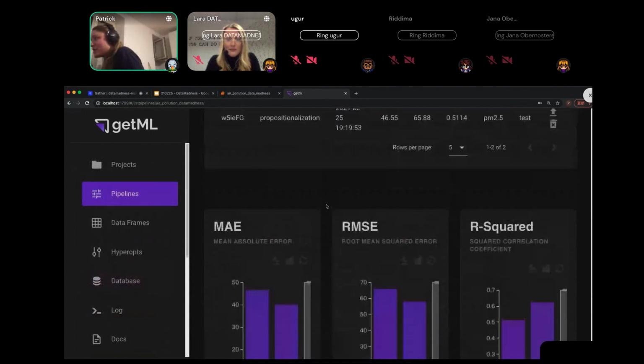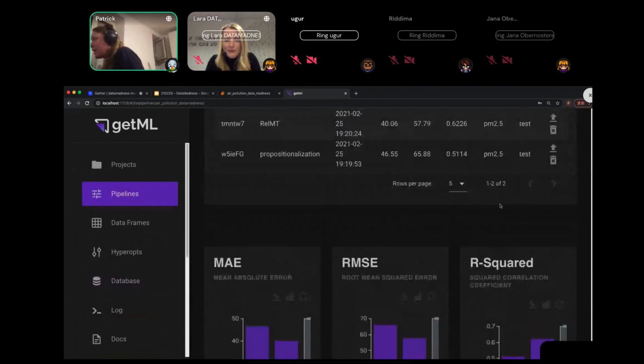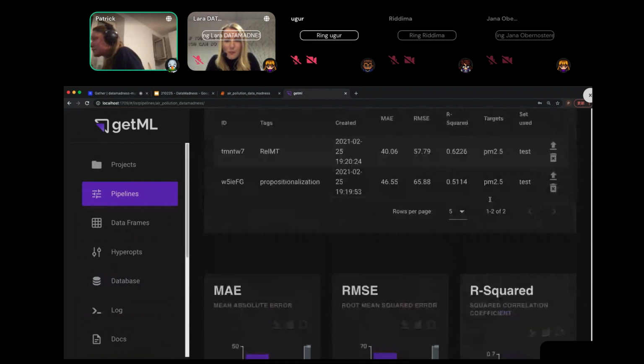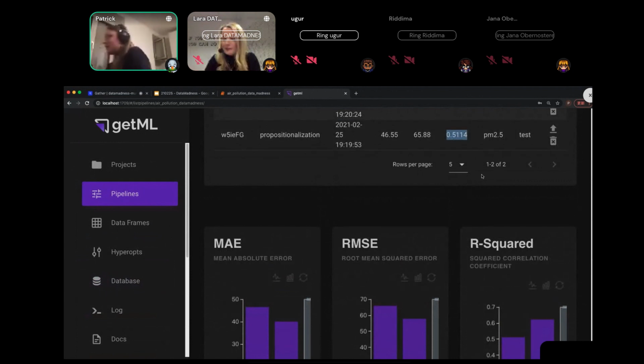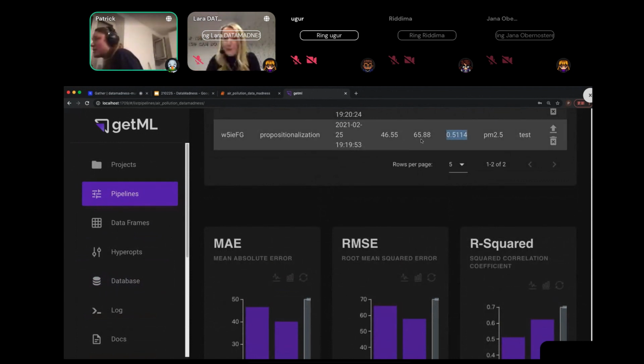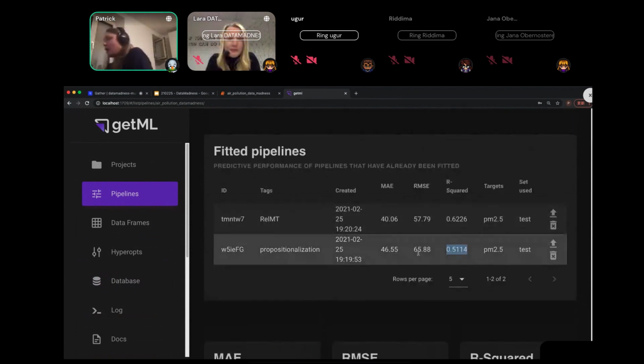So propositionalization, this is the first thing here. It has an R squared of 51.14%, and we have an RMSE, which is the root mean squared error, of 65. So that's just about what we get there. And an R squared of 51% means that we can explain over half, over 50% of the variation in air pollution using these very, very simple methods.